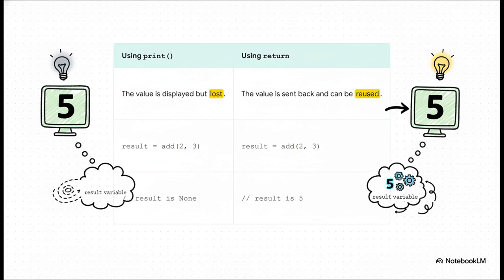On the left, with print, sure, we see the number 5 on the screen, but when we try to save that output to a variable called result, we get nothing. The value is just gone. But on the right, with return, the function doesn't just display the 5, it hands it back to us. We can actually catch it in that result variable and use it for our next calculation. Return gives you a usable product. Print just shows you something and throws it away.